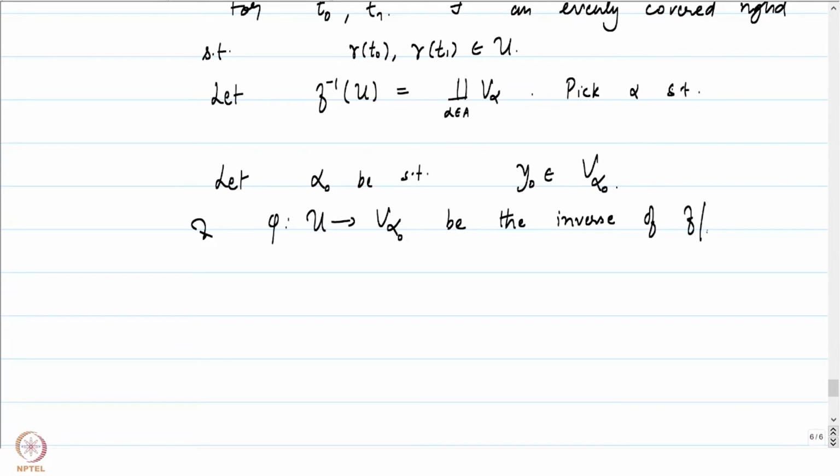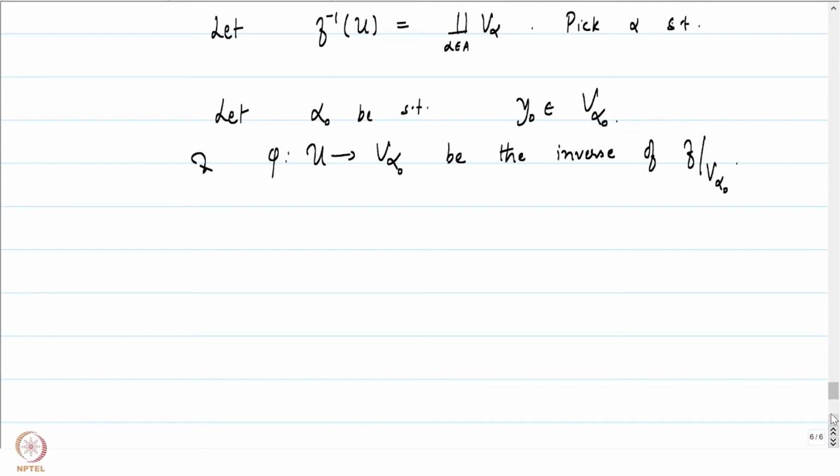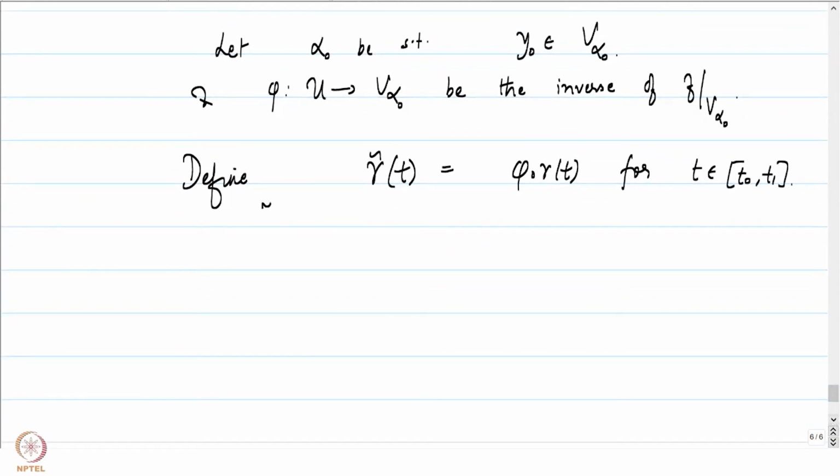This is a homeomorphism of F restricted to V alpha naught. This is an inverse of F restricted to V alpha naught. Now if we define gamma tilde of t to be equal to phi composed with gamma of t for t in [t0, t1], then gamma tilde is a lift of gamma restricted to [t0, t1].